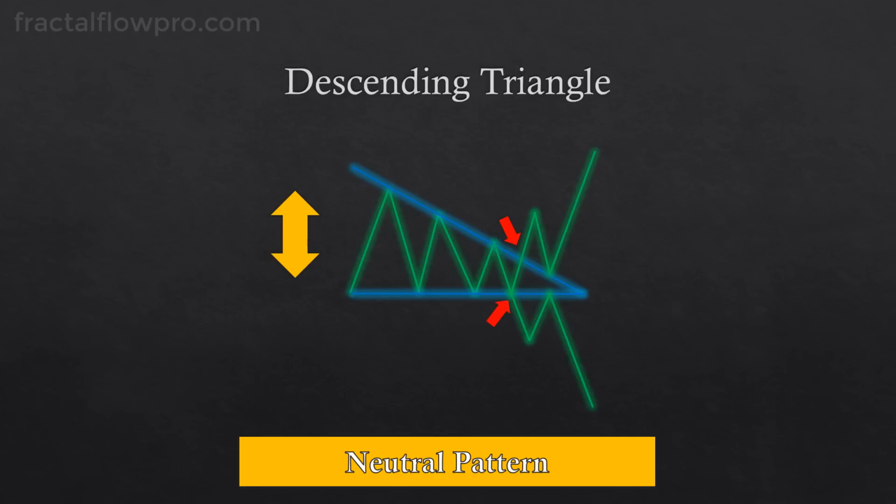Following the exact same rationale once again, we have 2 other types of triangles that finish the category of neutral chart patterns. We have the symmetrical contracting triangle and the symmetrical expanding triangle. The only thing that changes between these neutral triangle patterns is the angle of the upper and lower lines.